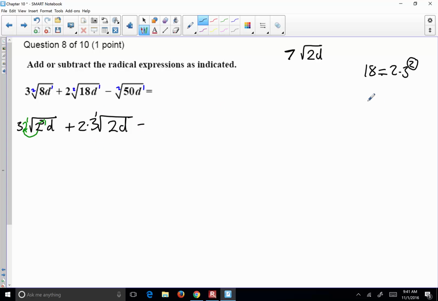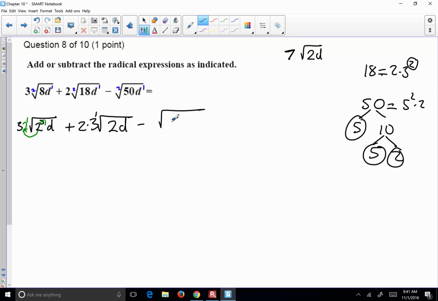And 50, maybe we didn't break 50 yet today. It is 5 times 10. 10 is 5 and 2. Oh, it's double 5 and single 2. So double 5 is gonna leave the prison as single 5. Right? 2 divided by 2 is 1. And 2 remains. So it's 3.